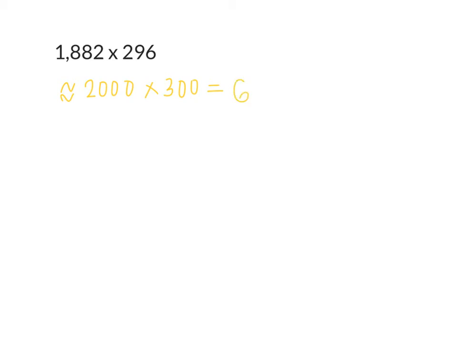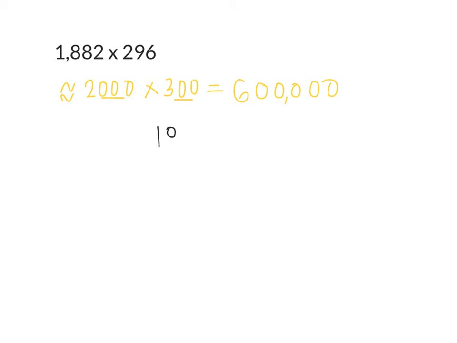2 times 3 is 6. I have 5 factors of 10 this time. So I think my answer is going to be around 600,000, but I think it's going to be lower than 600,000 because the actual numbers are lower than my rounded estimates. Now let me do my standard algorithm.